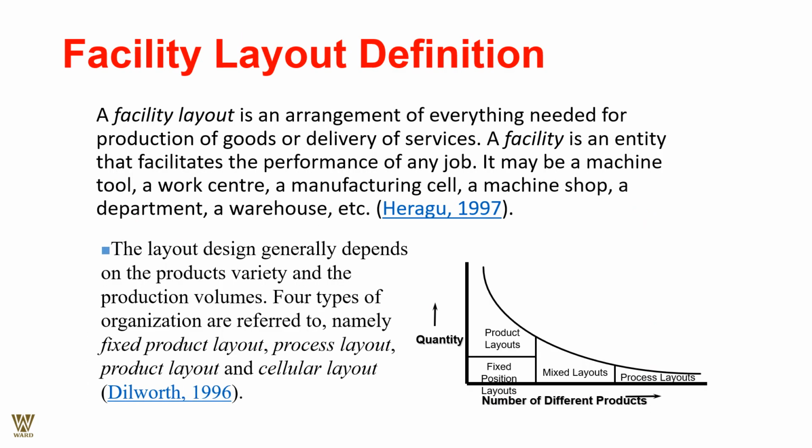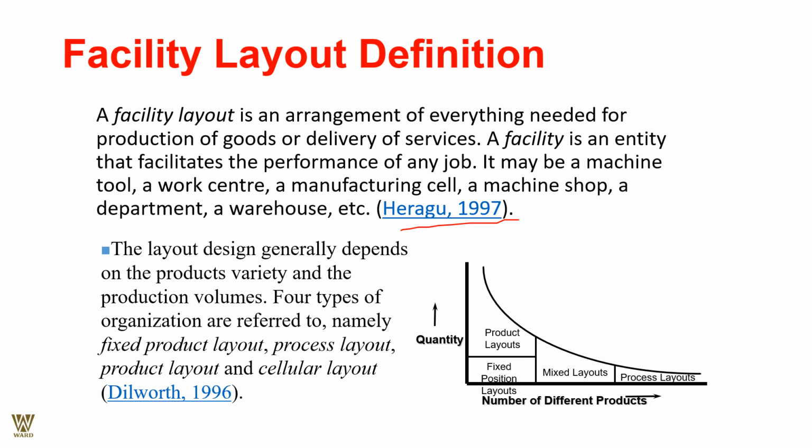Facility layout definition. Let's see what Heragu stated in 1997. A good facility layout is an arrangement of everything needed for production of goods and services. A facility is an entity that facilitates the performance of any job. It may be a machine, a work center, a manufacturing cell, a machine shop, a department, a warehouse, whatever you say. Heragu said it way back in 1997.